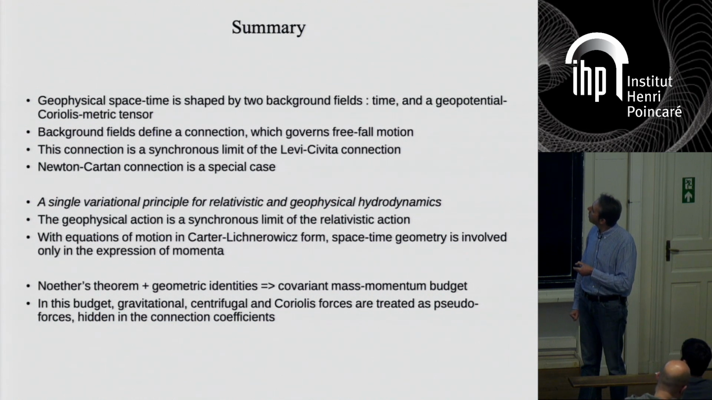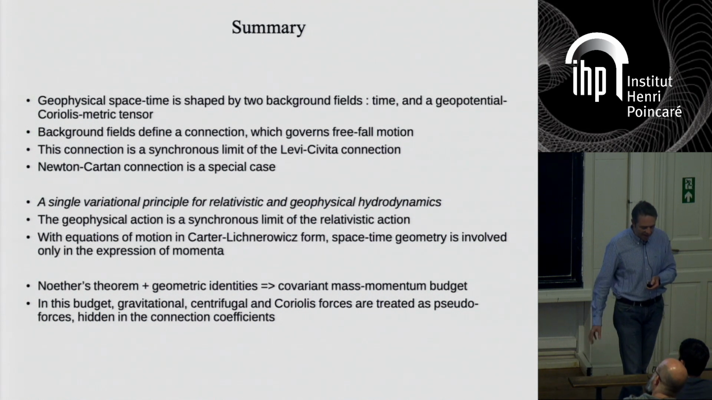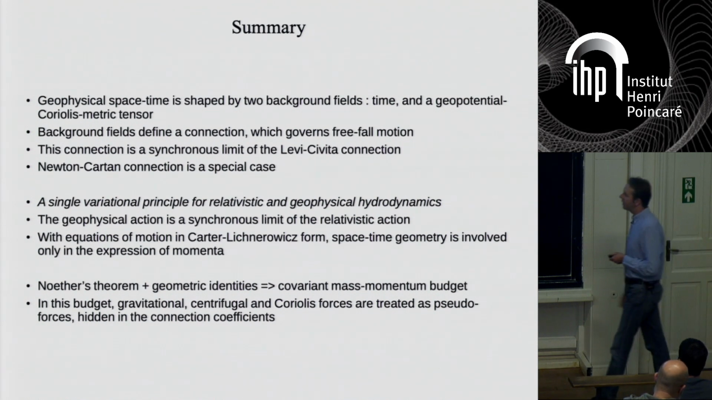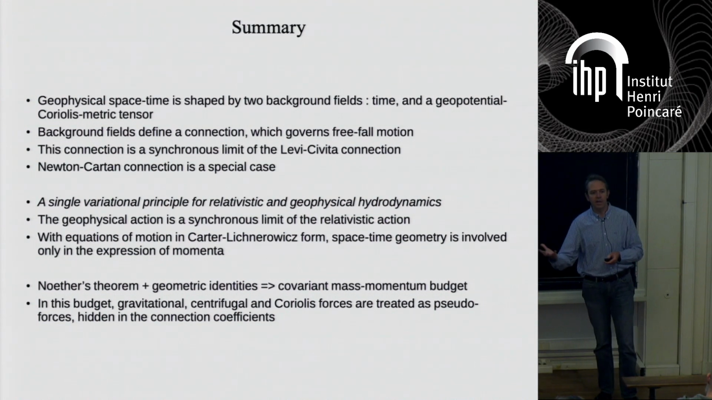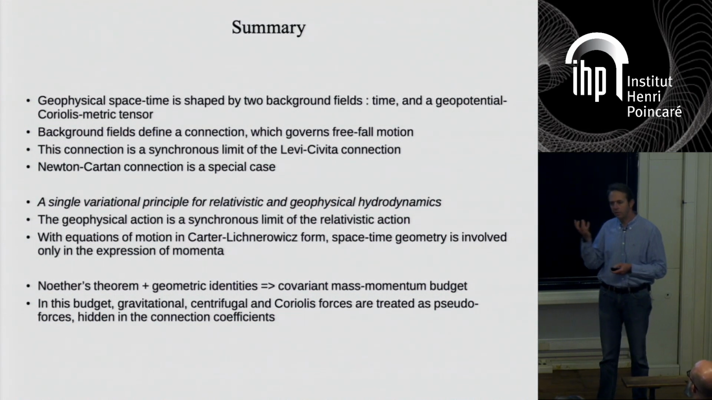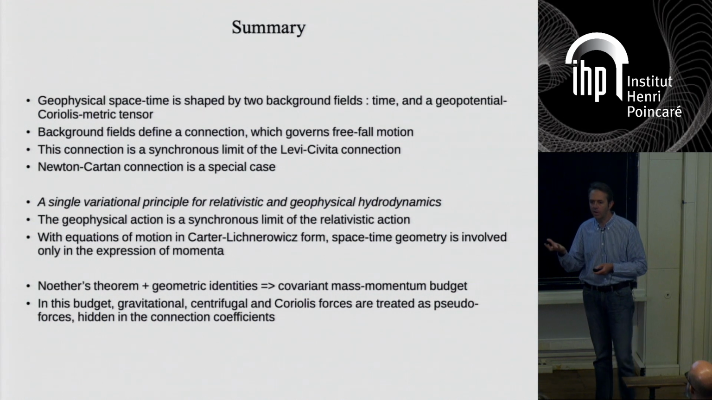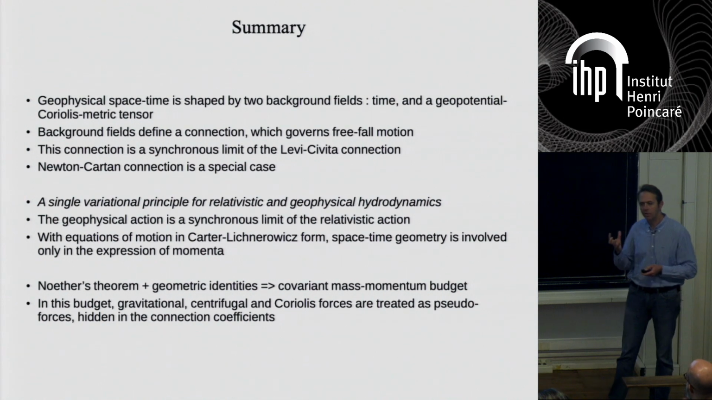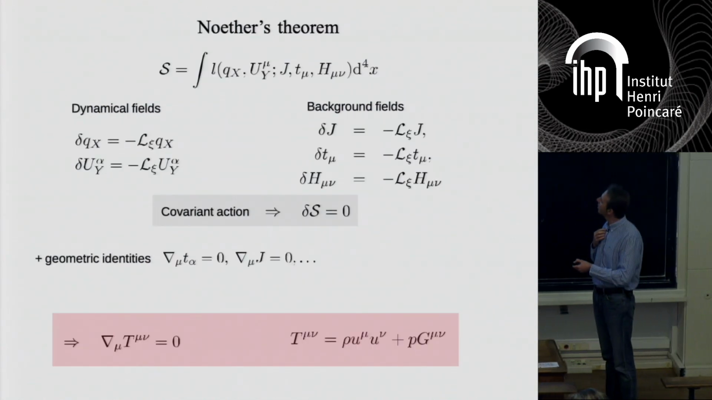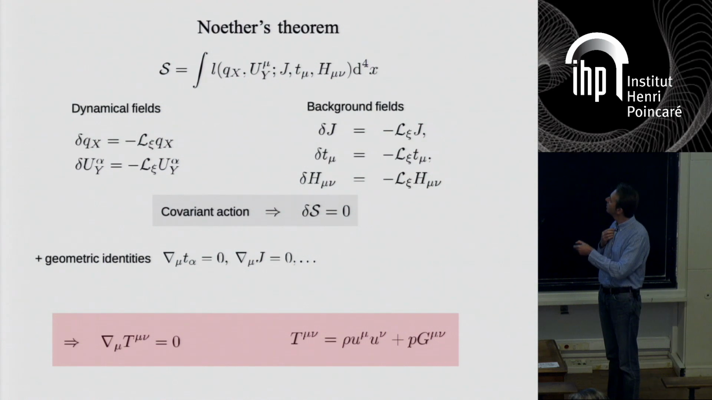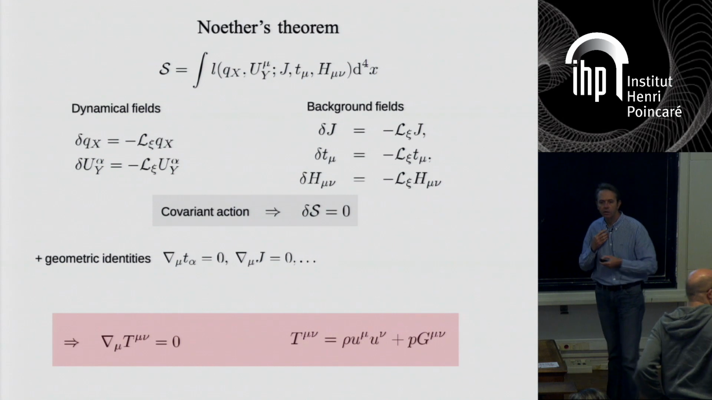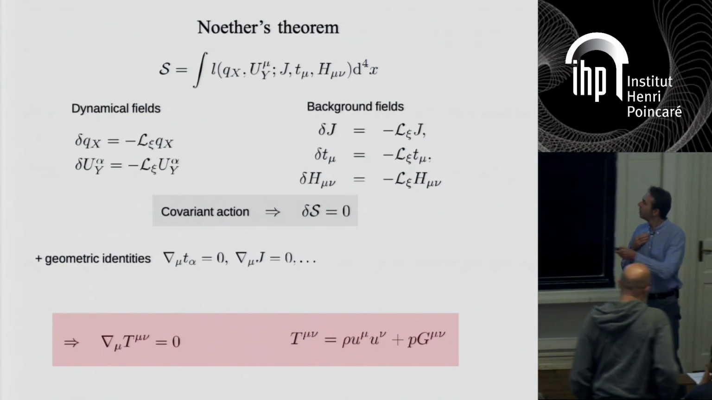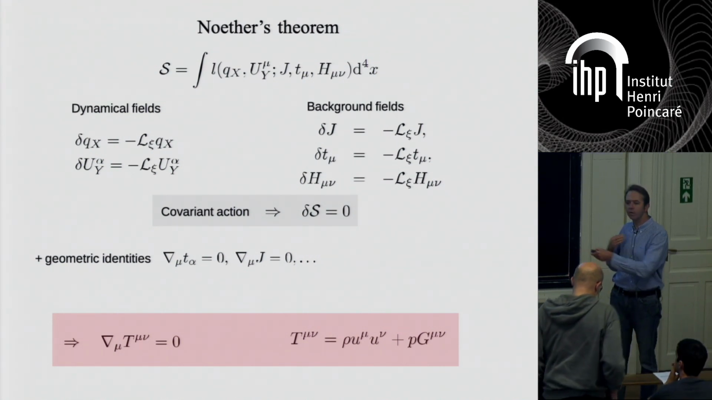And so the main strange thing in the end is that even in a classical context, you can consider gravity as a pseudo-force. You can hide it in the connection so that in your mass-momentum tensor, you only have momentum and pressure. Okay, so gravity is nowhere here. Gravity is in the Christoffel symbols of the connection.